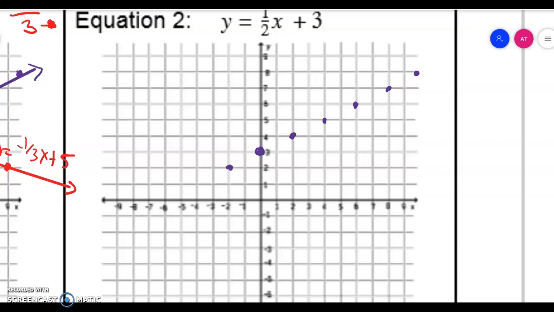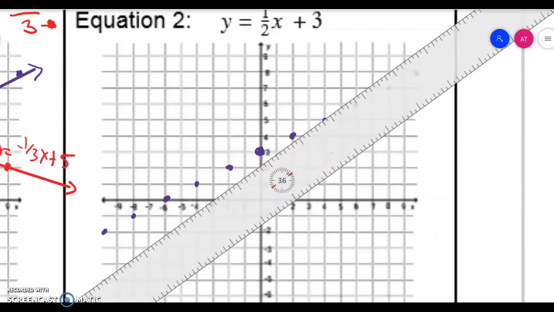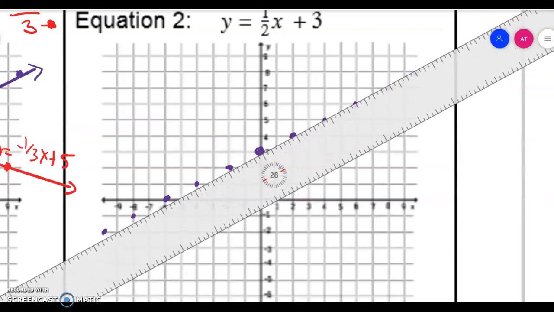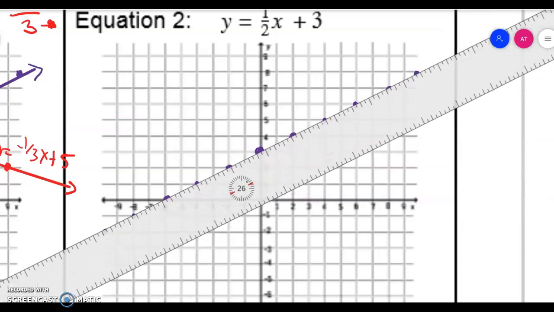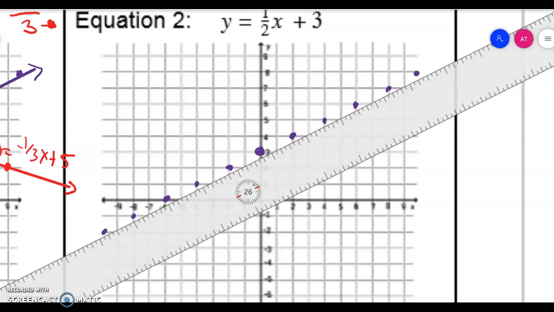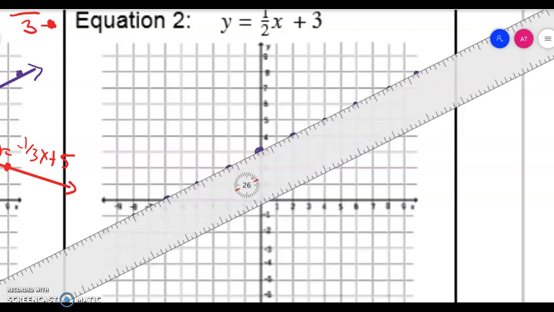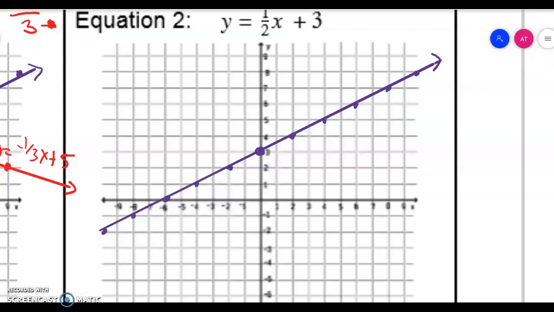So I'm going to keep continuing on with this one, and then go the opposite way, 1, 2. And remember, at any time in this video, you can pause it and see if you get the same results too. Okay, so we're going to flip my ruler around. We're going to line it up, and we're going to draw our line. Oops, it's a little off, but that's okay. Oh, it's perfect.